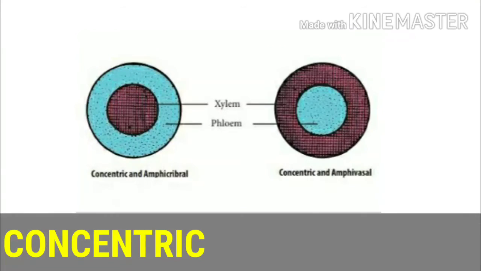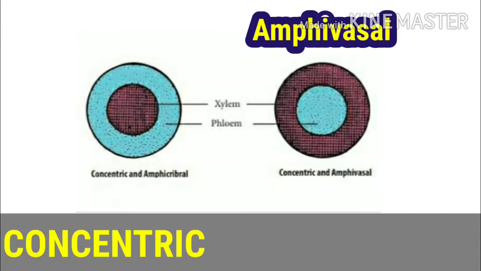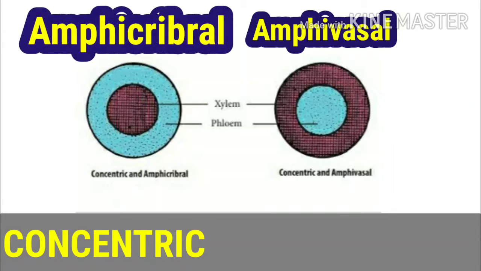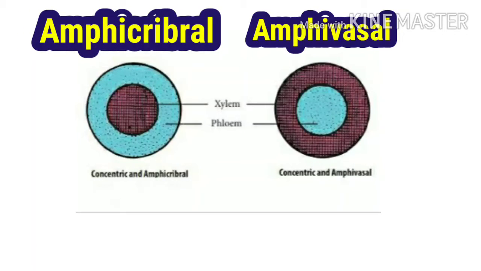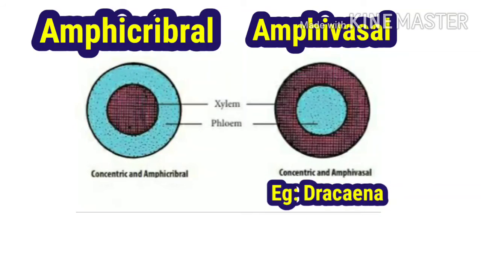Let us see the third, concentric bundles. In this type, vascular bundle in which xylem completely surrounds the phloem or phloem completely surrounds the xylem is called concentric vascular bundle. It is of two types. One is amphivasal and another one is amphicribral. In amphivasal, xylem surrounds phloem. Example, dracaena. In amphicribral, phloem surrounds xylem. Example, ferns.